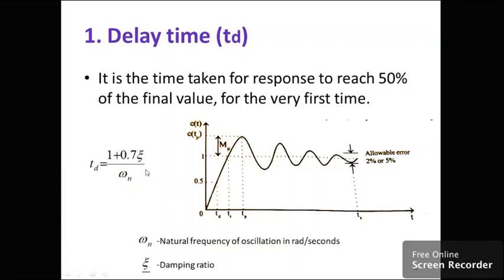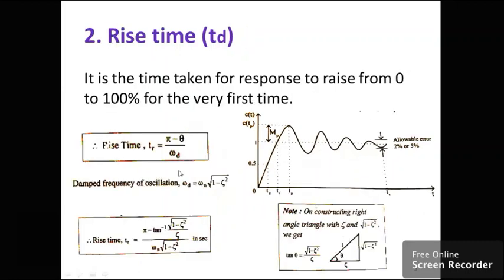So TD can be calculated manually by using the formula TD is equal to (1 + 0.7 zeta) divided by omega n. What is zeta? Zeta is nothing but damping ratio. So what do you mean by omega n? Omega n is nothing but natural frequency of oscillation which is expressed in terms of radian per second. So this is the way how to calculate delay time manually. Now let me move on to other specifications.